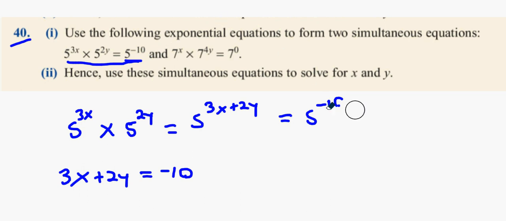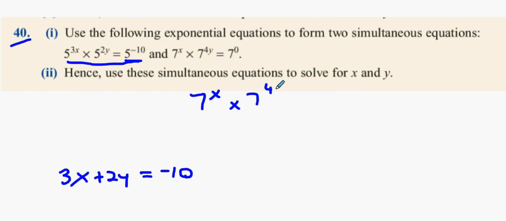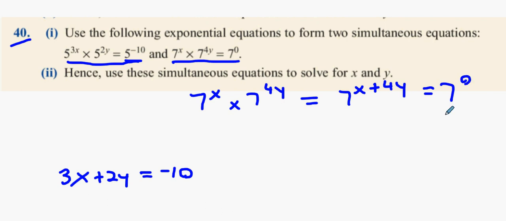Let's try and find the second one now, okay? Can anyone in the class take a guess of what 7 to the power of x multiplied by 7 to the power of 4y is? Anybody want to take a guess? Yes, sir. 7 to the power of x plus 4y. Excellent. And what did we say that equals? 7 to the power of 0. So what can we say next? X plus 4y equals 0. Everybody cool with that? Right, what can we do next now, lads?